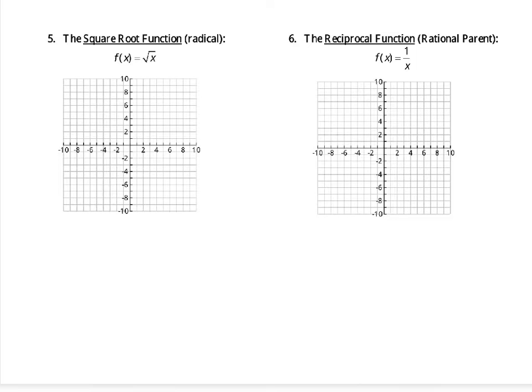The sixth function is known as the reciprocal function, or the rational parent, and please observe the equation. Notice there is an x in the denominator, and recall we cannot have 0 in the denominator. So that is why the graph will not touch the y-axis, nor will it touch the x-axis.